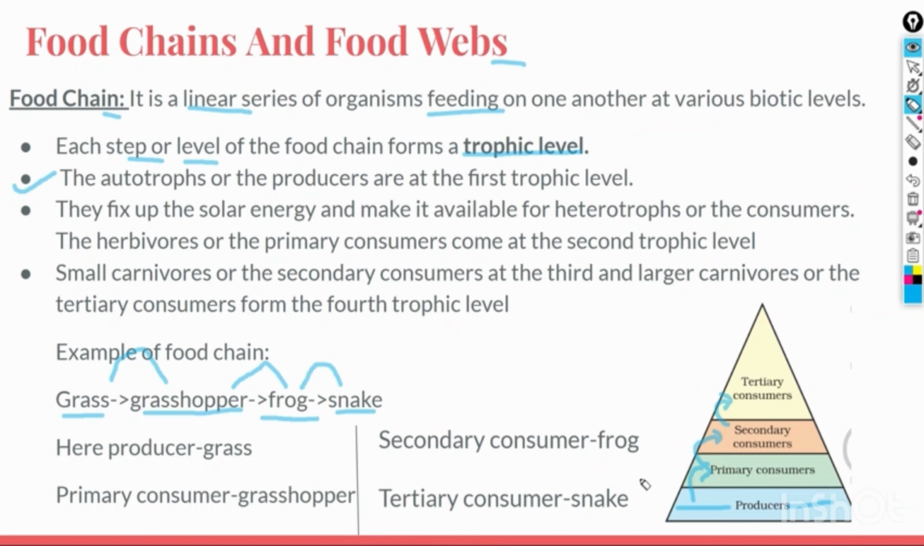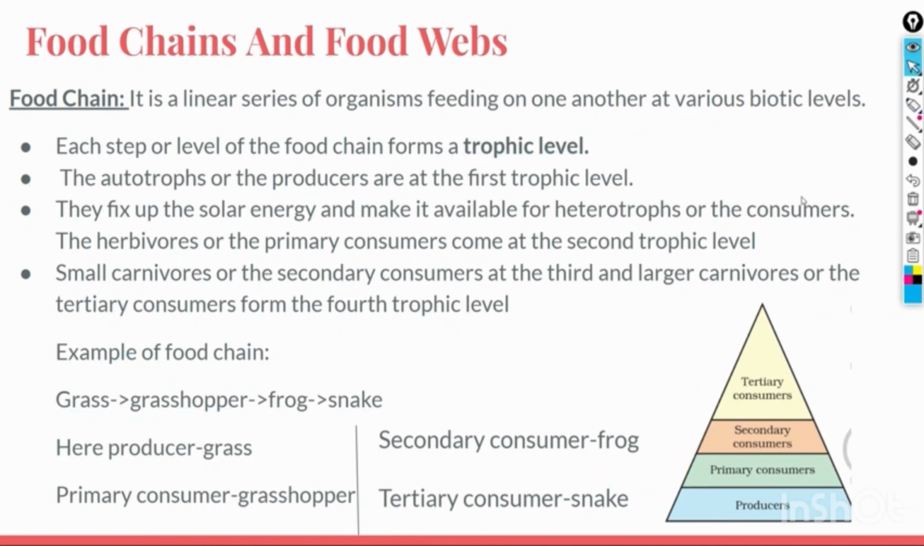We have seen that. Then these herbivores are being eaten by the secondary consumers, which are the small carnivores. So small carnivores or the secondary consumers are at the third level, and the larger carnivores, the supreme ones, like the lion, tiger, eagle, which cannot be eaten further by any other, are the largest form of carnivores at the top trophic level and are the tertiary consumers.